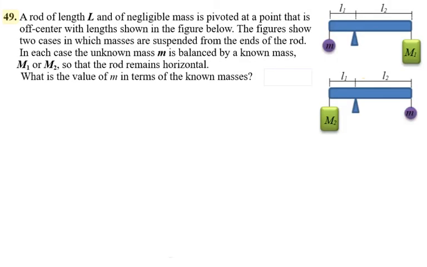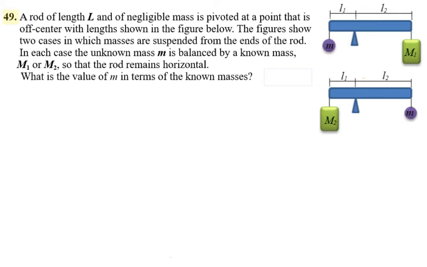So here's another question that I want to look at with you. A rod of length L and negligible mass is pivoted at a point that is off center, with the lengths shown in the figure on your right. The figures show two cases in which masses are suspended from the ends of the rod. In each case, the unknown mass m is balanced by the known masses, m1 and m2, so that the rod remains horizontal. What is the value of m in terms of the known masses, m1 and m2?